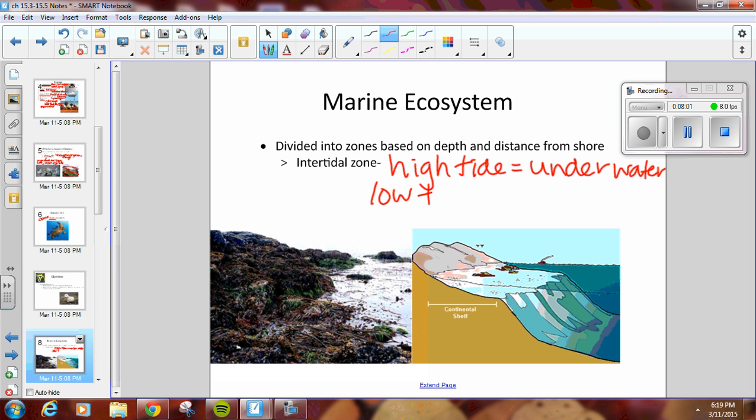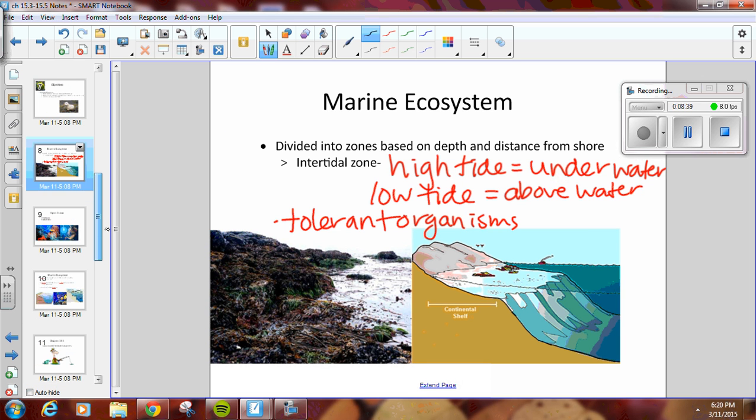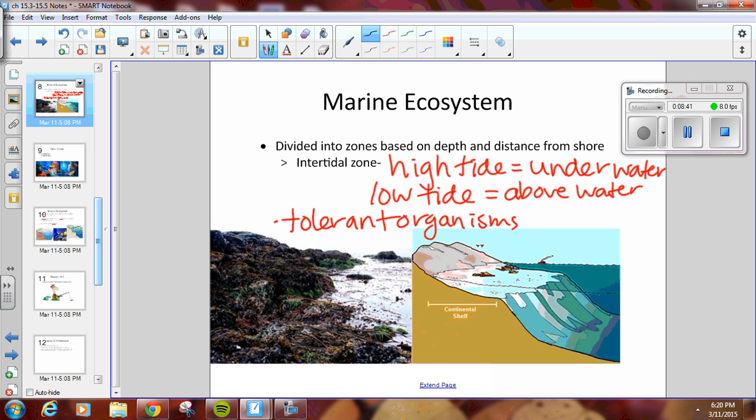Whereas at low tide, it's going to be above the surface of the water. Now, because of the fact that it keeps constantly changing between below water, above water, the organisms here are very tolerant. They can basically manage to withstand extreme salinity, extreme water, extreme sunlight, all of those things. So you have to have some pretty awesome organisms living there. And so what happens is the intertidal zone really doesn't have that many organisms in comparison to the rest of them because it's such a harsh place to kind of live.